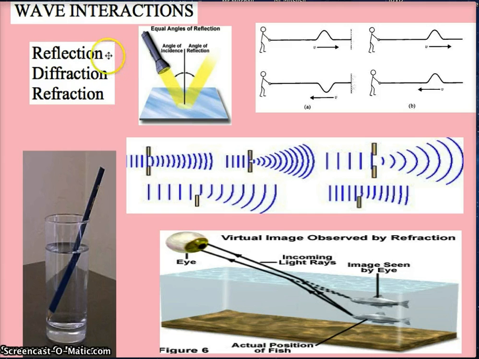The first interaction is going to be reflection. You can probably think of the word reflection like looking in a mirror. Whenever you have reflection, you have a bouncing back of a wave. In fact, when you look in the mirror, the light waves bounce back at you. Reflection is the bouncing back of a wave when it meets a surface or a boundary. It does not have to be a mirror.